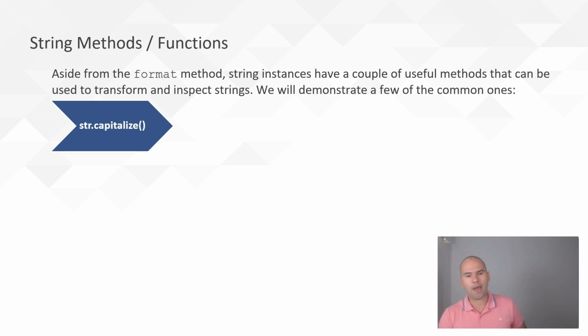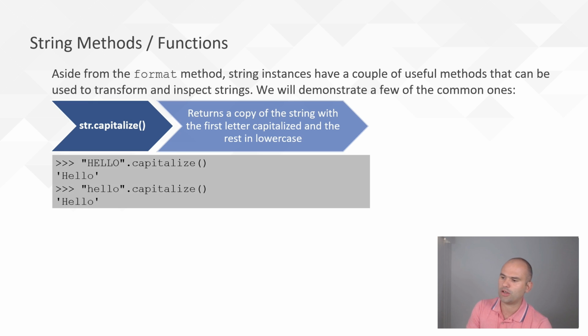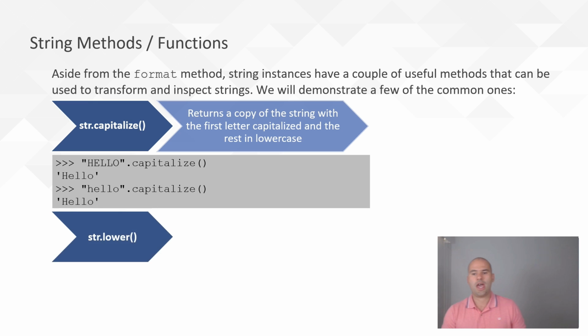So the dot capitalize function, basically, if you have a string, Bob.capitalize, whatever the value of Bob is, it's going to capitalize the first letter and everything else is going to be lowercase. So here are some examples. Hello.capitalize, you notice the rest of the uppercase letters are now lowercase. H, the first letter, is capitalized. If hello was lowercase, it would work that way.